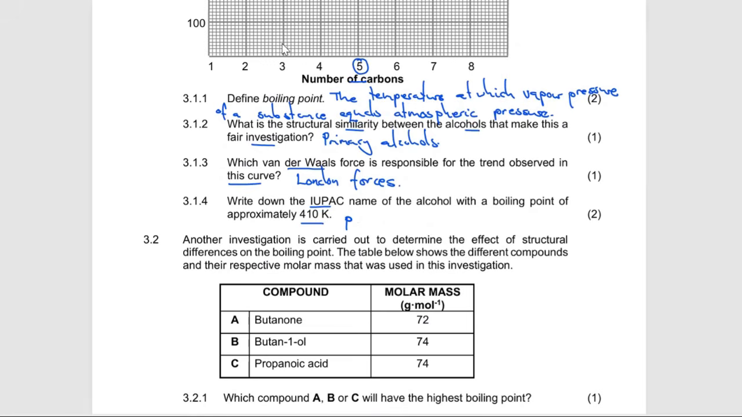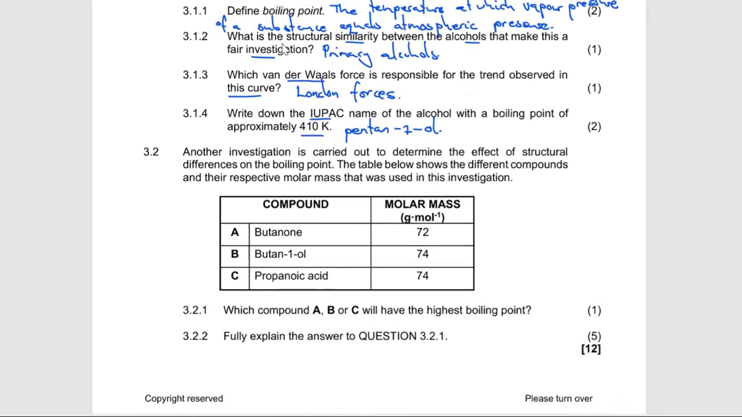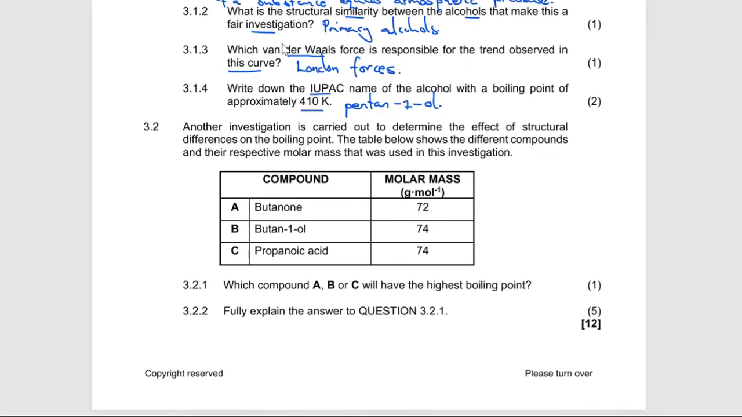Remember, these are all primary alcohols, right? So I'm going to say pentan-1-ol there. That's the IUPAC name that we're looking for. Then they say another investigation is carried out to determine the effect of structural differences on boiling point. The table below shows the different compounds and their respective molar masses used in this investigation. It asks which compound, A, B, or C, will have the highest boiling point.